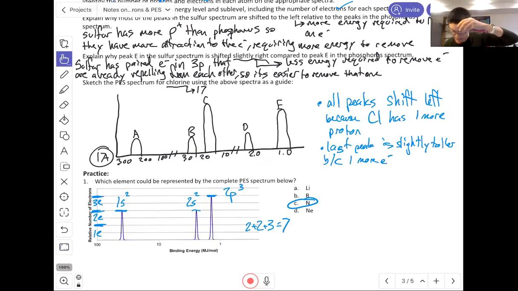Okay, so if you need to take a picture of this, because I'm about to turn the page, my virtual page.